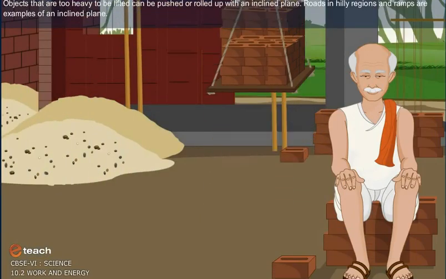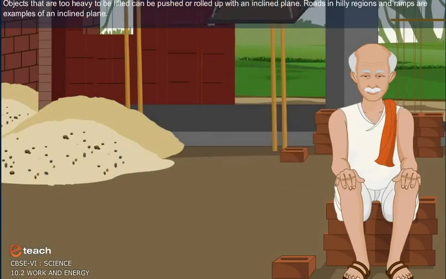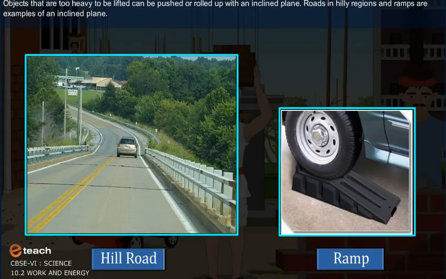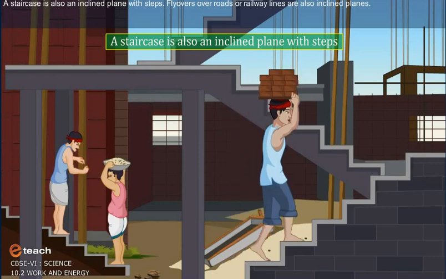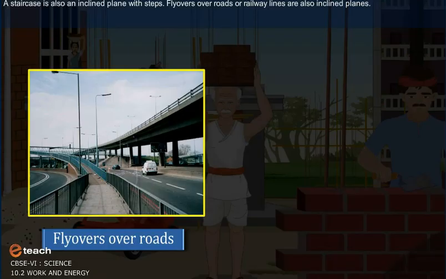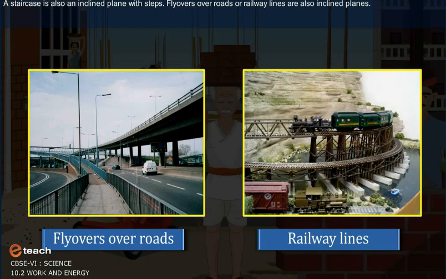Objects that are too heavy to be lifted can be pushed or rolled up with an inclined plane. Roads in hilly regions and ramps are examples of an inclined plane. A staircase is also an inclined plane with steps. Flyovers over roads or railway lines are also inclined planes.